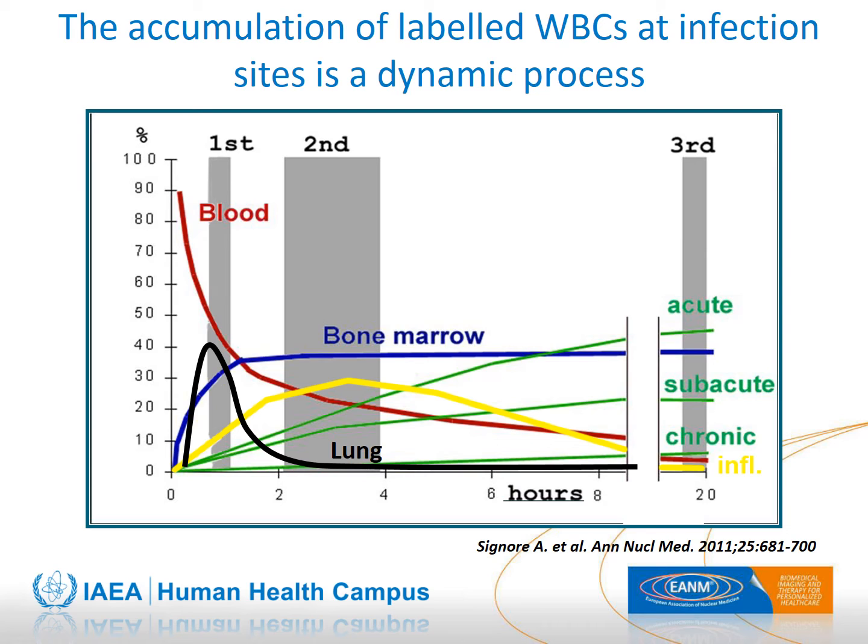I'd next like you to focus your attention on the green lines. These are the lines representing accumulation of WBCs at sites of infection and inflammation. As you can see, all of these lines show an increasing trend. They all rise from very little accumulation early on to larger phases of accumulation, peaking perhaps at 24 hours.